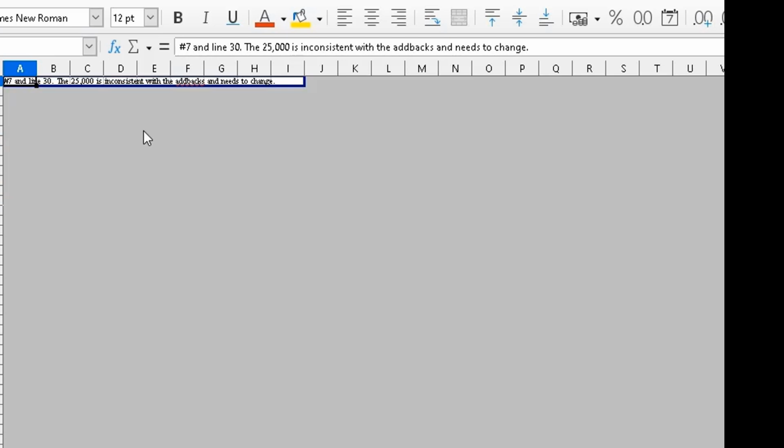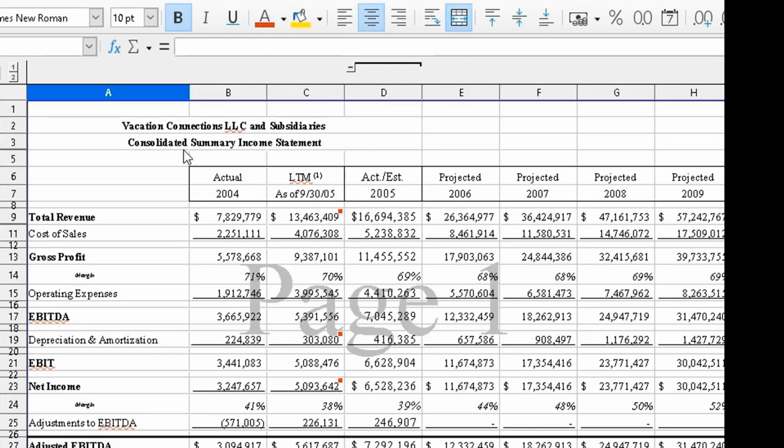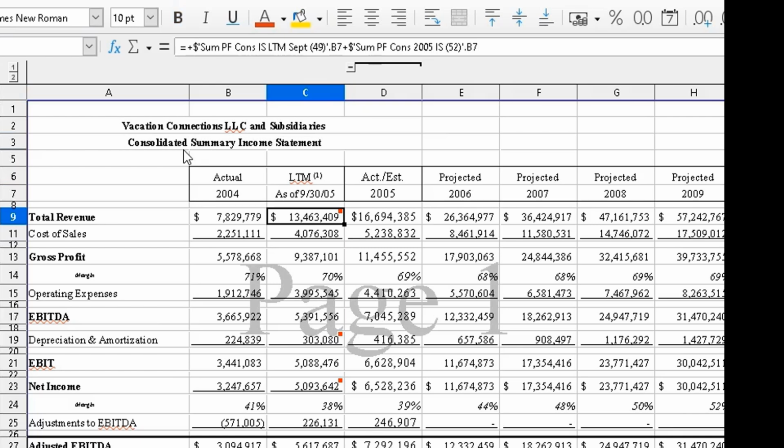So the only question that I had right here, number 7 in line 30, the 25,000 is inconsistent with the add backs and needs to change. I zoomed in. Yep, this is for Vacation Connections. And then here we have the actual. And then here we have the LTM, which stands for the last 12 months. Then you can see the cost of sales, the operating expenses, the EBITDA.